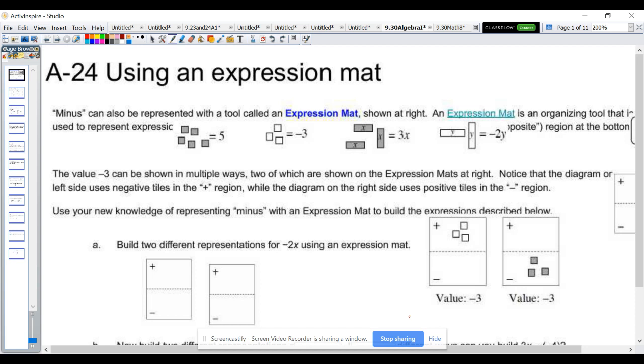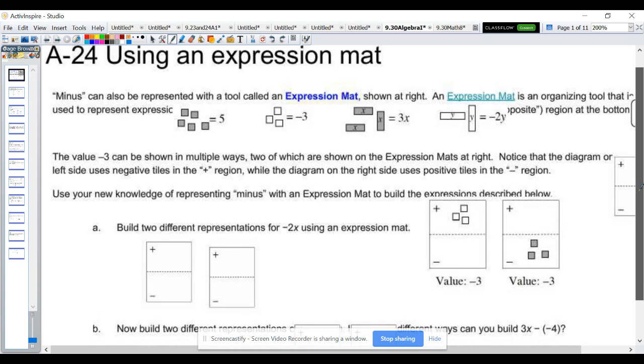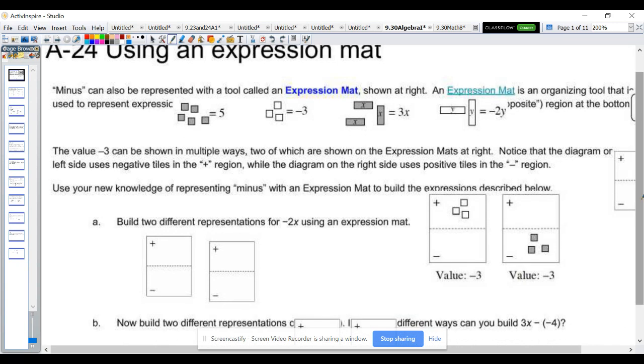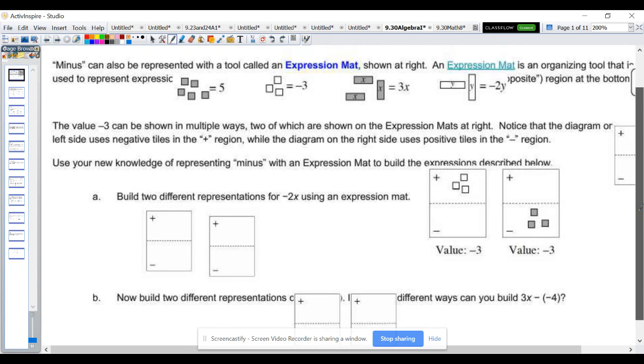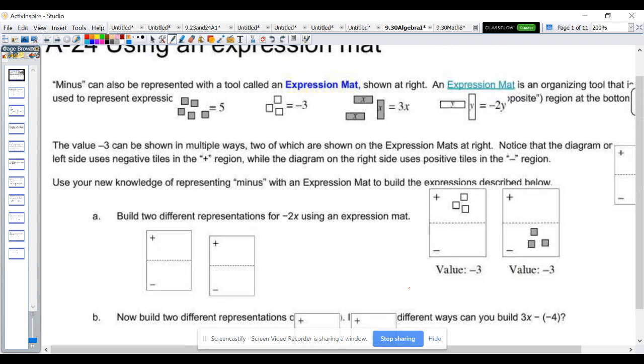So I just wanted to give you a quick little video about how to do some of the stuff on these slideshows. I believe the A3 slideshow we may have already talked about, but I may be mistaken. But that'll be in Google Classroom. And on the first slide of here, it's talking about using these things, expression mats.